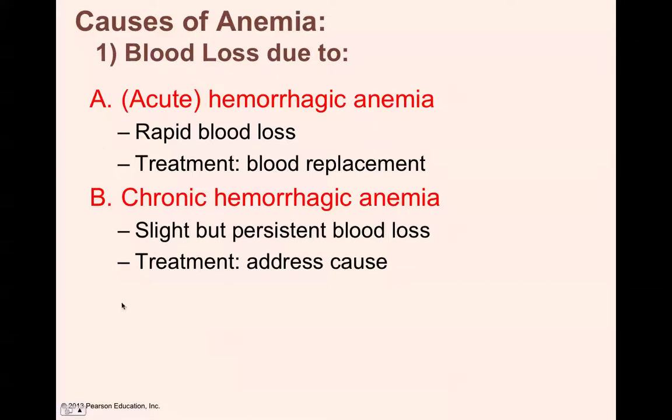There's another type of blood loss, we call it chronic. If it's a chronic hemorrhagic anemia, that means that they have slight but persistent blood loss. This may happen if someone is bleeding in the intestinal tract and they test the stool or the feces for the presence of blood, or it looks like a blackish color. That could be due to blood loss, very slow but chronic over a long period of time. In order to treat that, you need to find out what's causing this chronic blood loss.